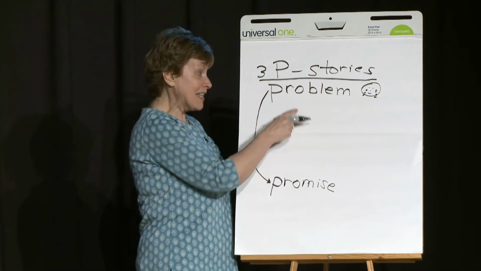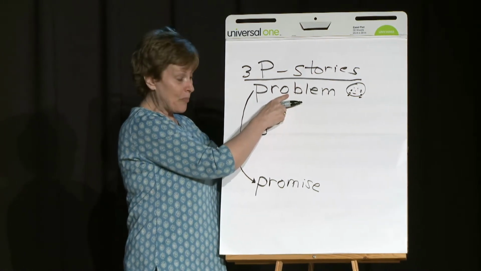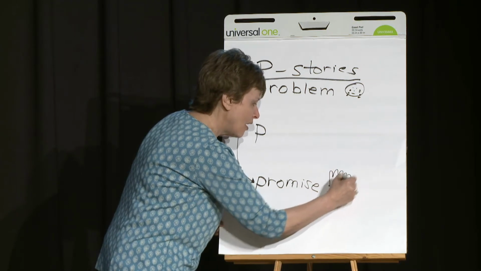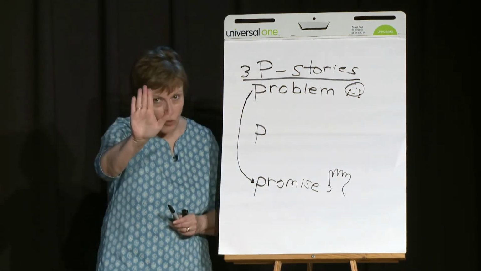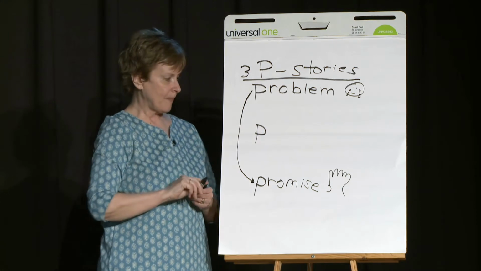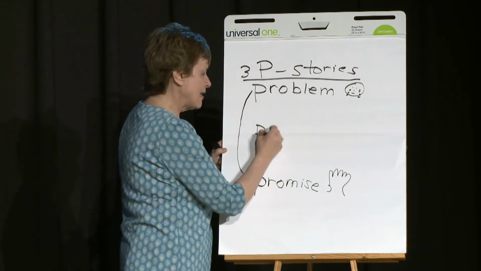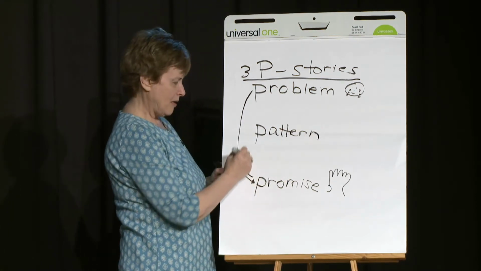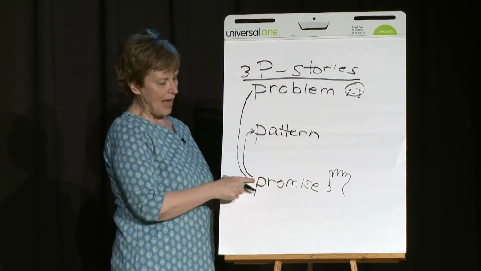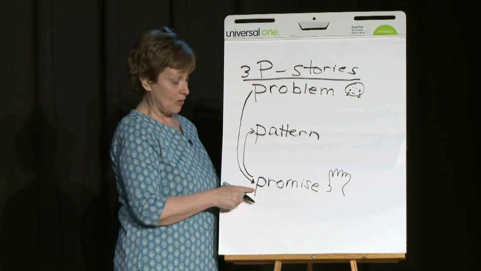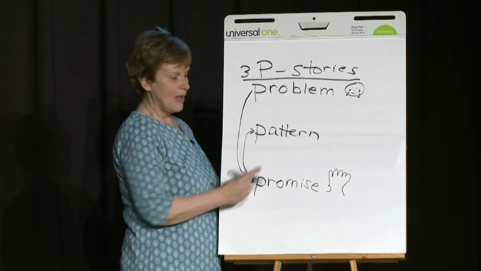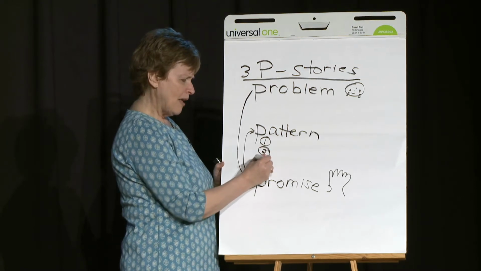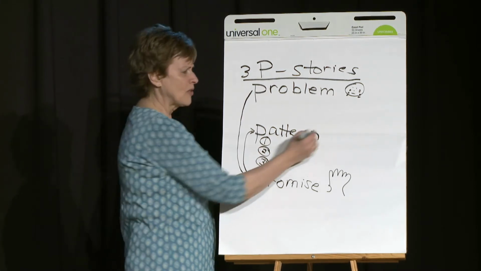So at the end, the problem was something's wrong. At the end, and I'll just draw a picture of that hand we made, you promise to fix your problem. The middle is the pattern. And I'll show with an arrow that after we figure out what our promise in a story is, then we can go fill in the pattern. And most stories have at least 3 parts of a pattern. And you guys are familiar with patterns.